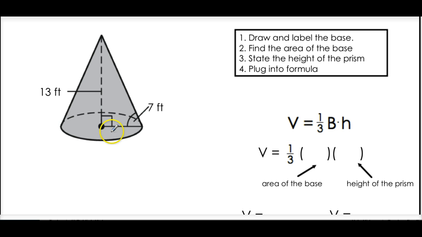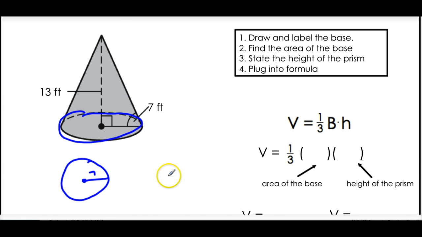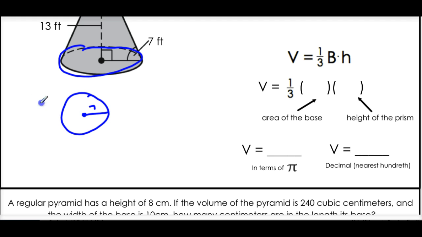Let's say we see our base. It's a circle. All right, so let's draw this out. We got our circle, and this has a radius of 7. Okay? That's our step 1. Step 2, let's find the area of it. So the area is equal to pi times r squared. That's how you find the area of a circle.